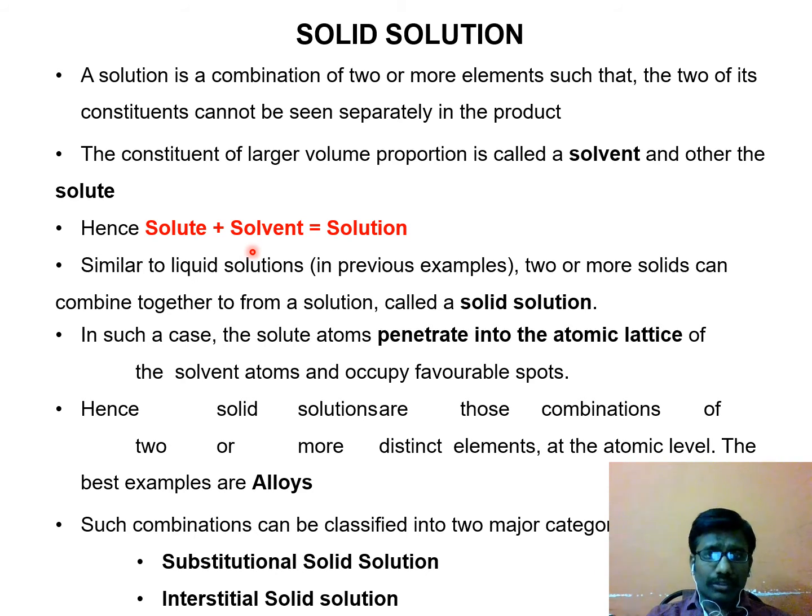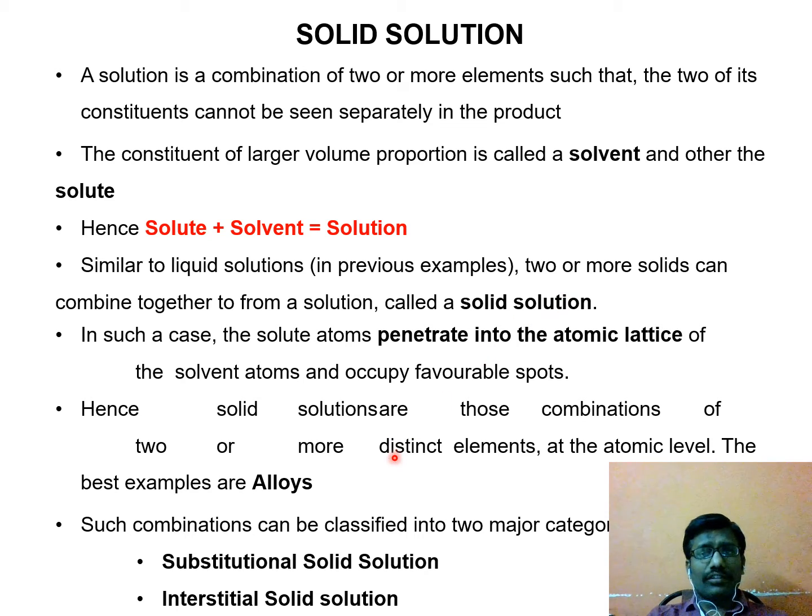Now in a solid solution, we can take two metals or two elements and form the solution. We can call it a solid solution. Here the solute atoms will replace the solvent atoms in a crystal structure. This is called a solid solution. The crystal structure will not change, it will be that of any one element. So this is called a solid solution.